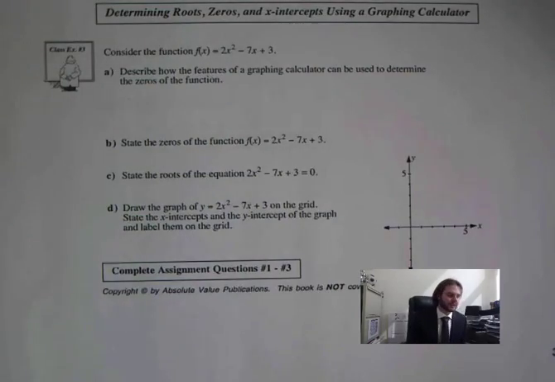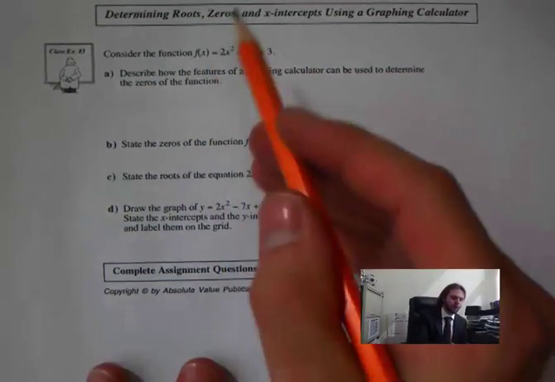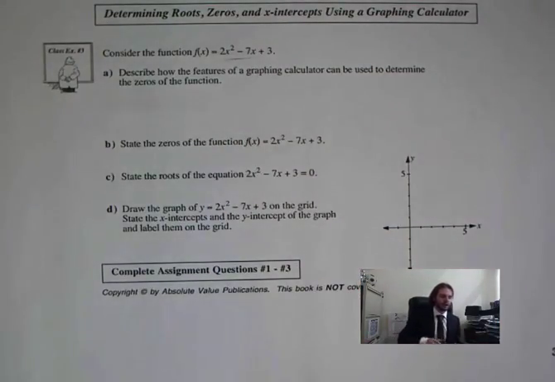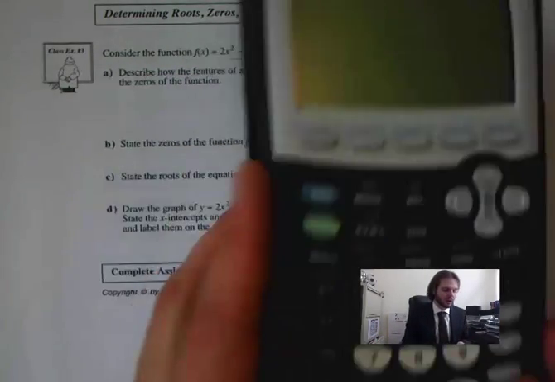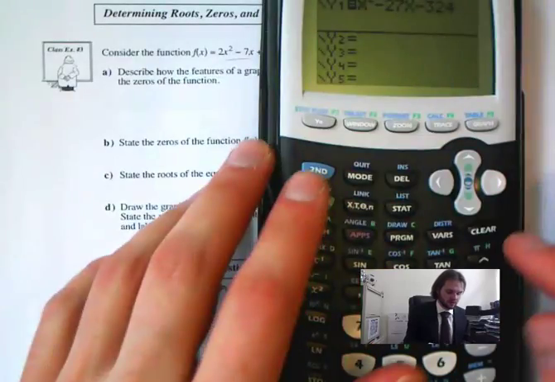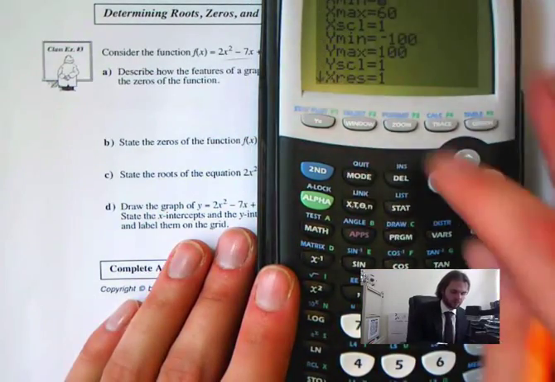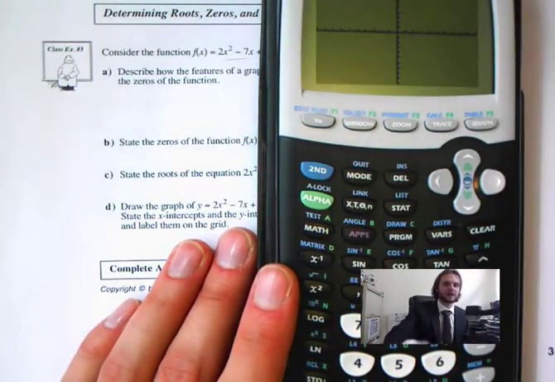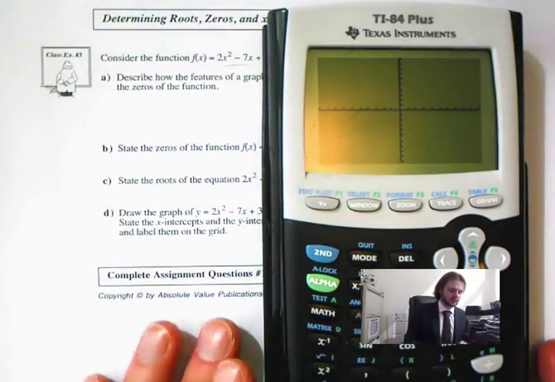Now, here we go. Let's take a look at example number 3. It says, consider the following function. Now, describe how the features of a graphing calculator can be used to determine the zeros. Well, that's easy. I'm going to put this in here. Clear, window, oops, zoom, 6, make my window standard. There we go. So let's take a look here.